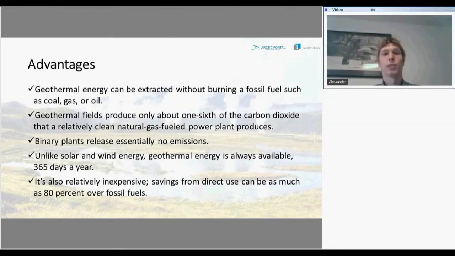There are certain advantages of geothermal energy over other types of energy. Geothermal energy can be extracted without burning any fossil fuel, which is great. Geothermal fields produce only about 1/6 of the CO2 of relatively clean natural gas fuel power plants. Binary plants release essentially no emissions at all. And unlike solar and wind energy, geothermal energy is stable, and it can be used 365 days a year. And also, geothermal energy is relatively inexpensive. Savings from direct use can be as much as 80% over fossil fuels.